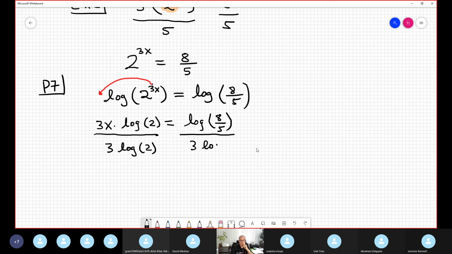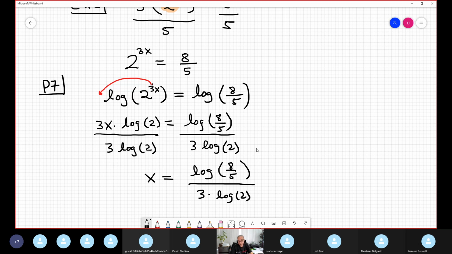3 logarithm of 2. Now x alone is logarithm of 8 over 5 divided by 3 times logarithm of 2. And the rest, well, this is the exact answer, but whenever I need the exact answer, I need the decimal approximation using 4 decimal places. Maybe, no?